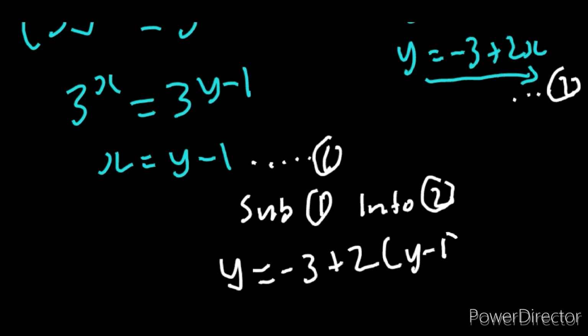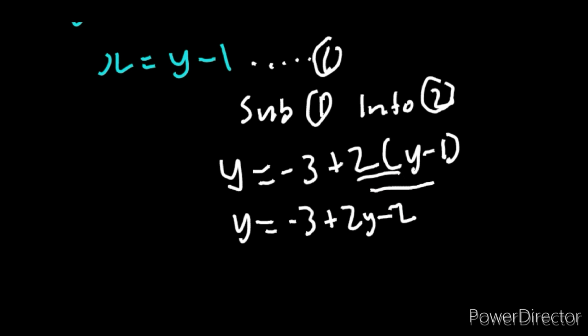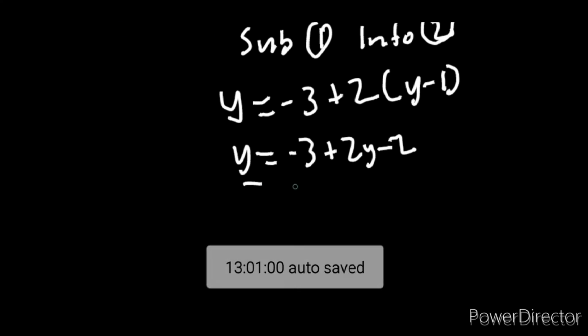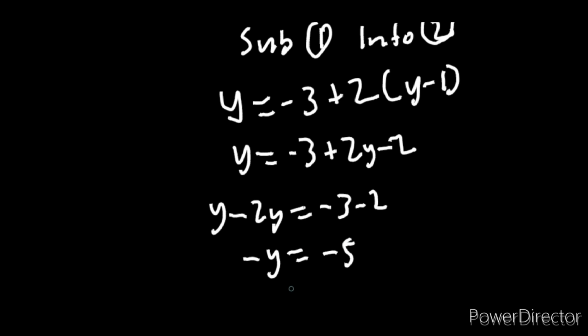So this is what we have. So from here we have to distribute. So now we're going to have y equals -3 plus 2y minus 2, right? Because 2 times y is 2y and 2 times -1 is -2. So from here, I can now take this to this side of the equation. So then we're going to end up having y minus 2y equals -3 minus 2. So therefore, we're going to have -y equals -5. And if we divide both sides by -1, we're going to end up having y equals 5.